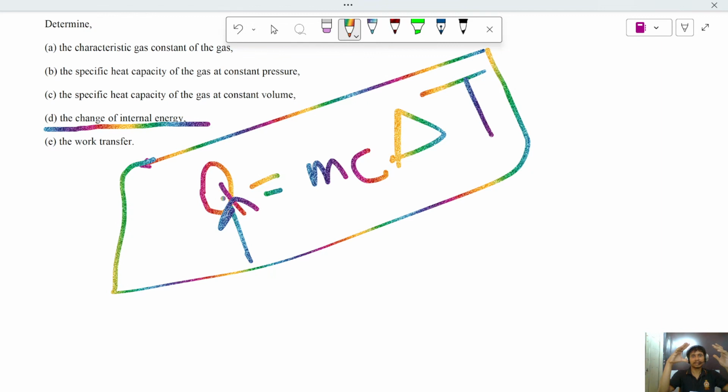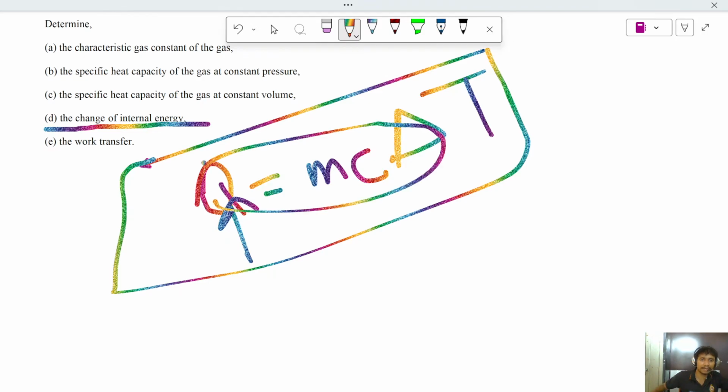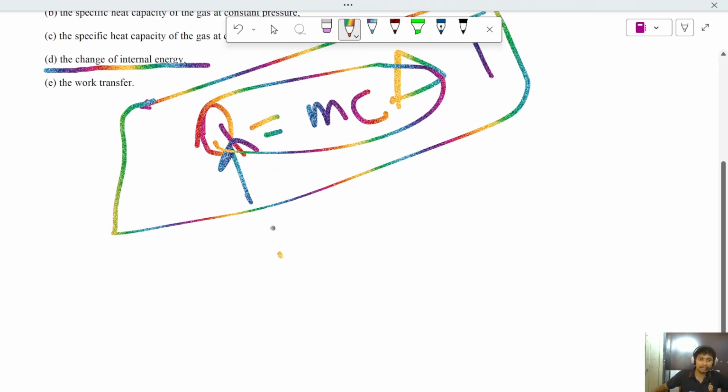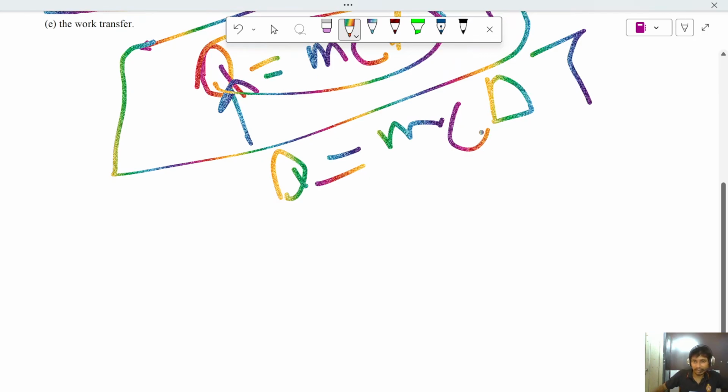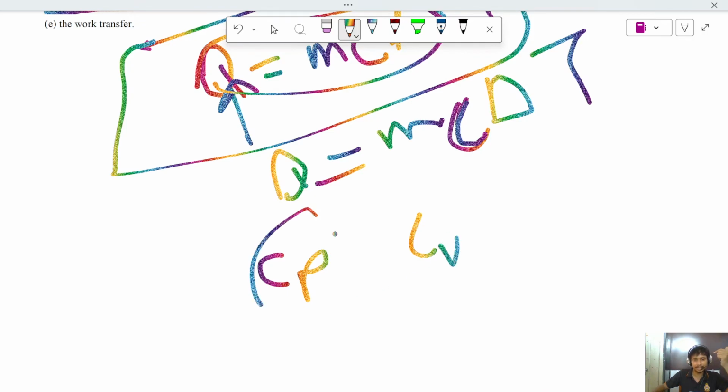It may be energy coming to the container or energy released from the container. Therefore, this equation is used for energy transfer, Q is equal to mc delta T. The important thing here is that we already have Cp and Cv.